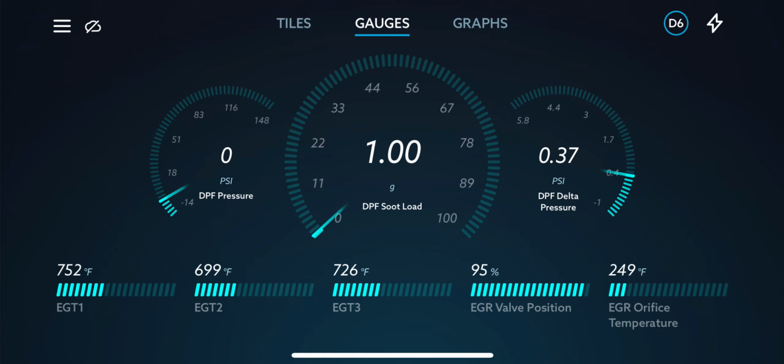Then I found some more things I can monitor in EasyLink. EGR valve position. I thought that was kind of cool to monitor. I kind of want to know how much EGR is being pumped back into my engine. And then the EGR orifice temperature sensor. That's a really important sensor to monitor. Why? Because it lets you know how hot the gases are that are being reintroduced into your engine.